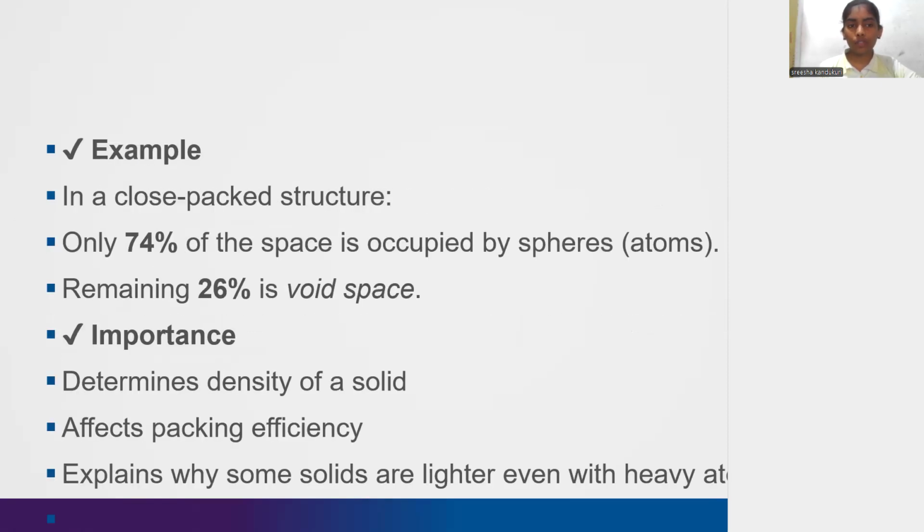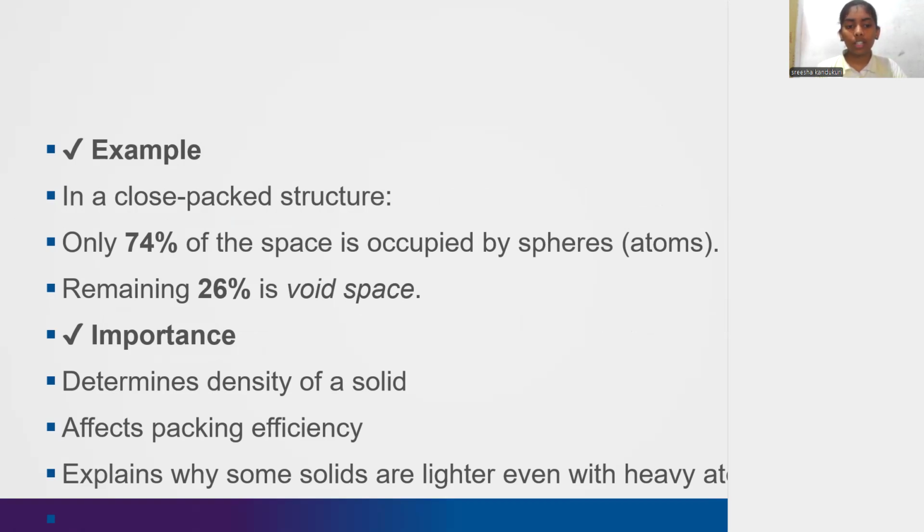And here we have an example. In a close packed structure, there will be only 74% of space occupied by spheres, sphere-like structures, also indirectly called atoms. The remaining 26% is void space. Void is nothing but empty space.